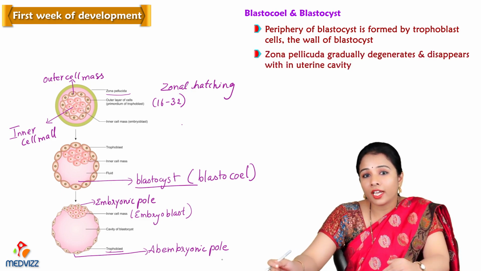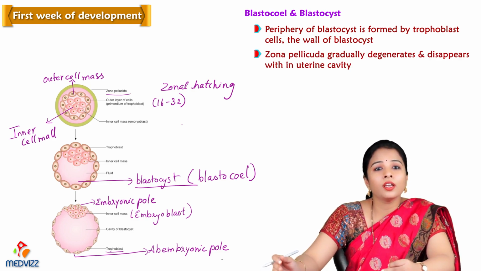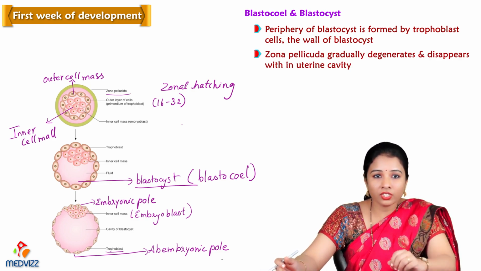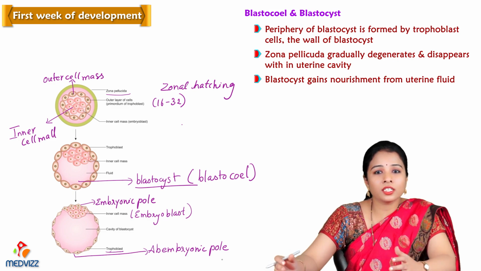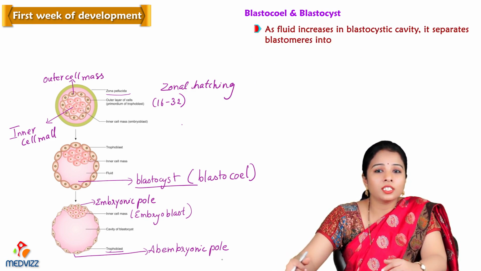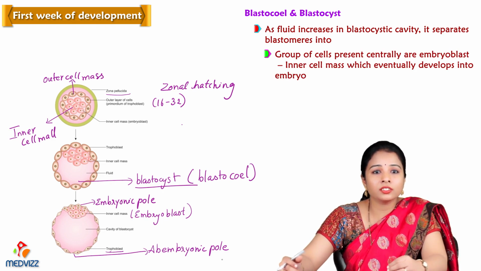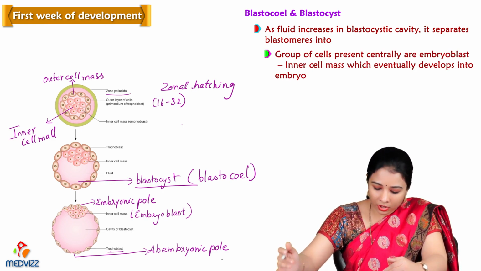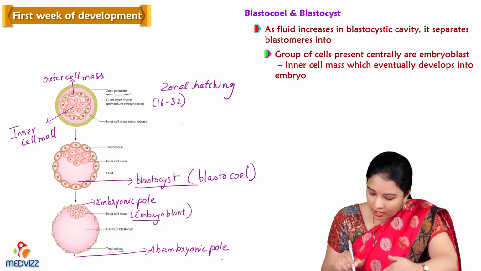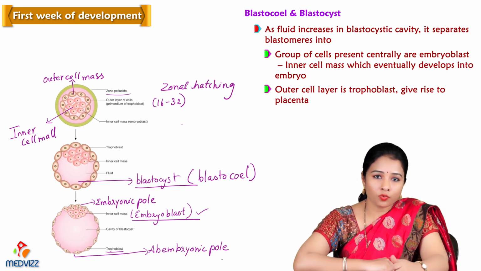The zona pellucida gradually degenerates and disappears within the uterine cavity, and this is called zonal hatching, and the blastocyst gains its nourishment from the surrounding uterine fluid. And as the fluid increases in the blastocyst cavity, it separates the blastomeres into two parts. A group of cells present centrally, the embryoblast cells, or inner cell mass, eventually develops into embryo. So they are called embryoblast cells. The outer cell layer is the trophoblast layer.